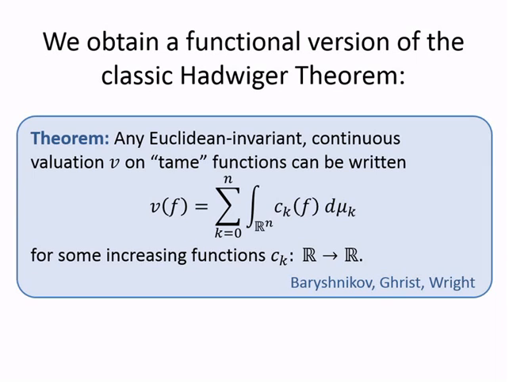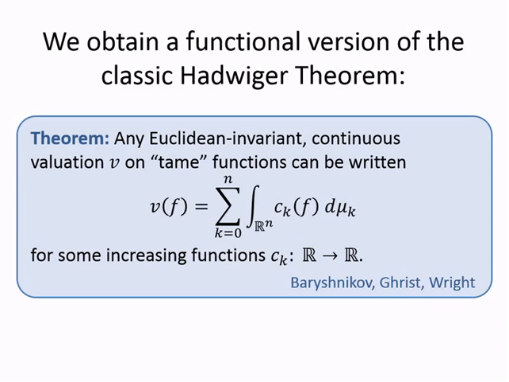But we obtain a version of Hadwiger's theorem for functions, and this is not an incredibly precise statement of it, because this word continuous hides a lot of information. But in general, if you have any Euclidean invariant continuous valuation on functions, you can write it as this type of combination of the integrals with respect to the intrinsic volumes. So it has a similar form to Hadwiger's theorem for functions.